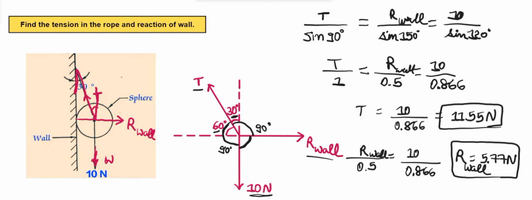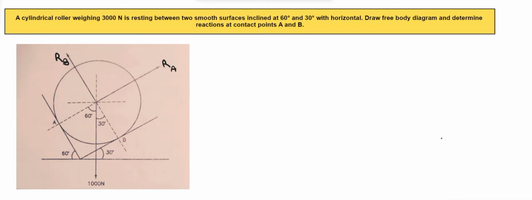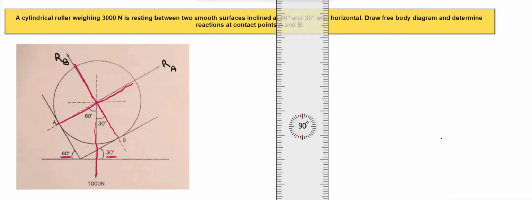Let's solve another example. Here there is a cylindrical roller which is weighing 1000 Newton and it's resting between two smooth surfaces which are inclined at an angle of 60 degree and 30 degree with the horizontal. Here it's already shown in the figure that this reaction is acting, which is RA. Then the other reaction is RB, and the weight is acting in the downward direction. We'll just show all of these three in our free body diagram. The angles are also given to us, which is 60 degree and 30 degree.